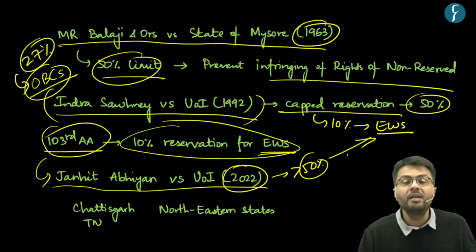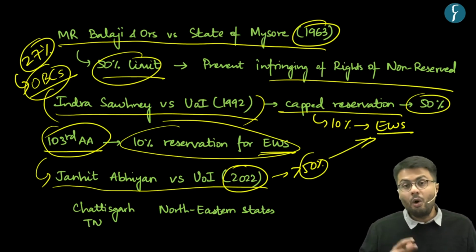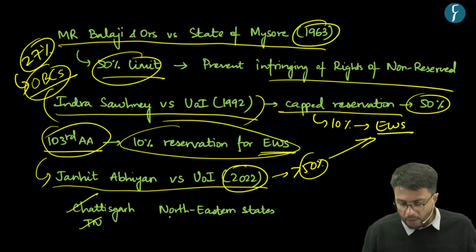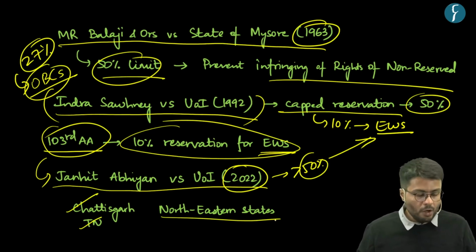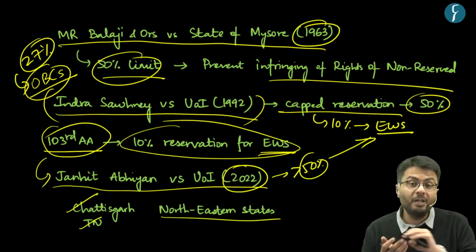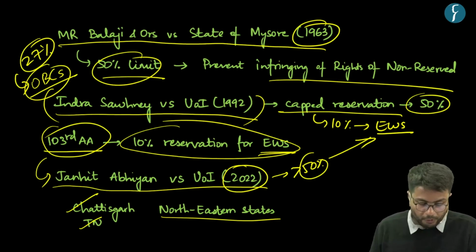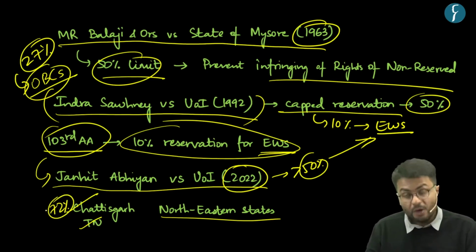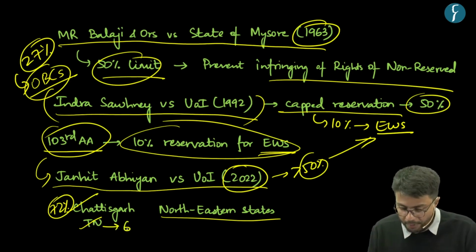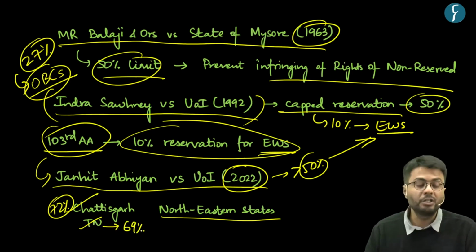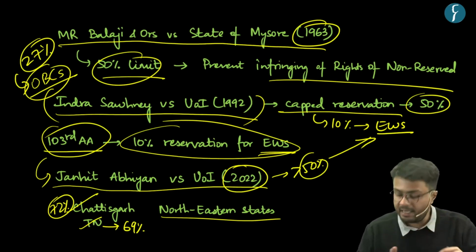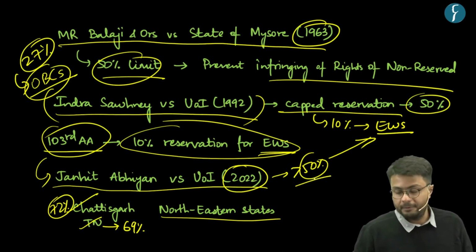the economically weaker section. Also, there are many states in the country, for example, Chhattisgarh, Tamil Nadu, as well as many northeastern states, which are providing more than 50% reservation. For example, Chhattisgarh provides 72% reservation, whereas Tamil Nadu provides 69% reservation. Hence, you can see the limit of reservation in India has already exceeded 50%.